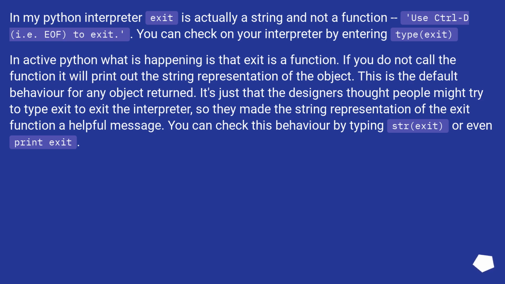In active Python, what is happening is that exit is a function. If you do not call the function, it will print out the string representation of the object. This is the default behavior for any object returned. It's just that the designers thought people might try to type exit to exit the interpreter, so they made the string representation of the exit function a helpful message. You can check this behavior by typing str exit or even print exit.